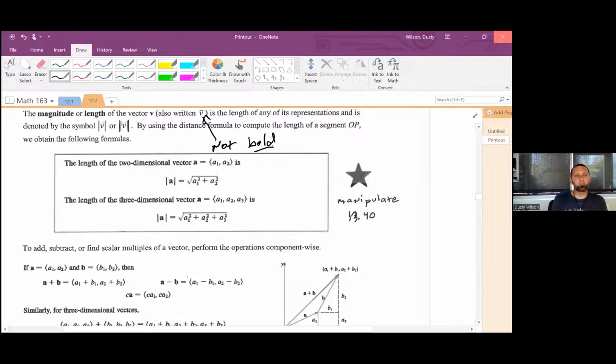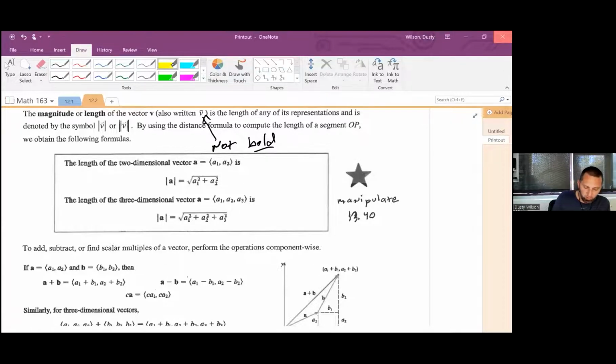Difficult to draw by hand, is the length of any of its representations and is denoted by the symbol like an absolute value or as follows, or with a double bar with the v inside it. By using the distance formula to compute the length of the segment OP, we obtain the following formulas. So the length of a two-dimensional vector is the square root of a1 squared plus a2 squared. The length of the three-dimensional vector a1, a2, a3 is magnitude of A equal to the root of the quantity a1 squared plus a2 squared plus a3 squared.